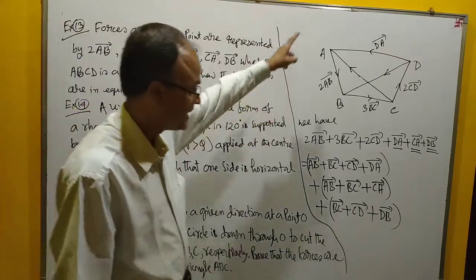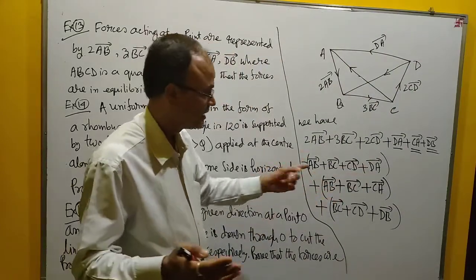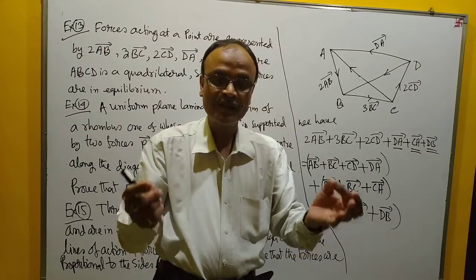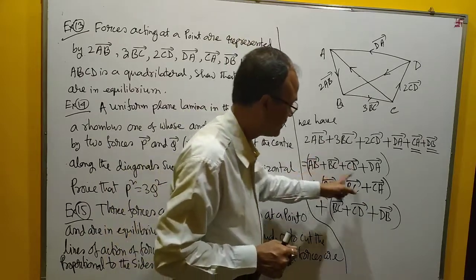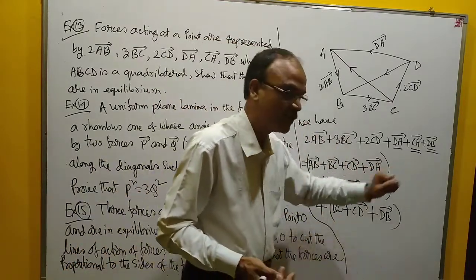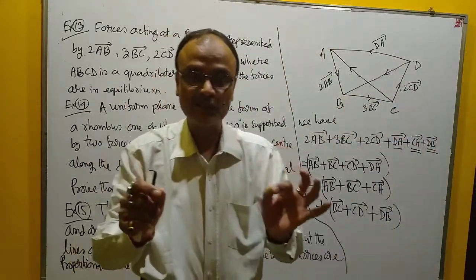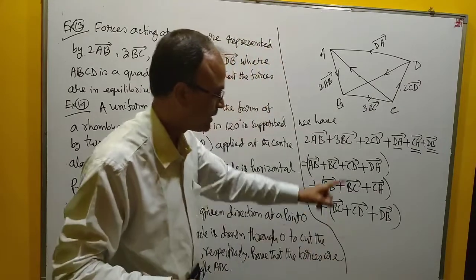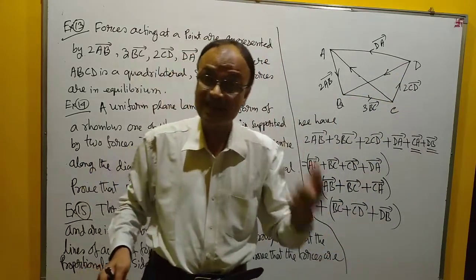Now see the diagram. AB plus BC plus CD plus DA is equal to 0, because if some forces acting at a point be represented by the sides of a closed polygon taken in order, then the forces are in equilibrium. It is a quadrilateral AB, BC, CD, DA. By polygon of forces, this is equal to 0. Also, AB plus BC plus CA, by triangle of forces, if 3 forces acting at a point be represented in magnitude and direction by the sides of a triangle taken in order, then the forces are in equilibrium. Therefore, by the triangle of forces, this is equal to 0. Also, BC plus CD plus DB is also equal to 0 by the triangle of forces.